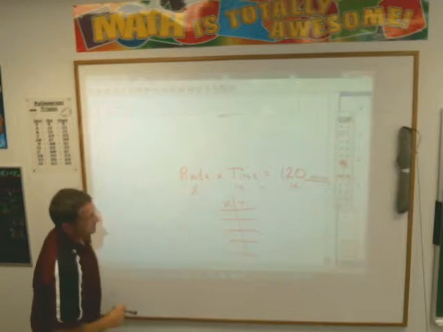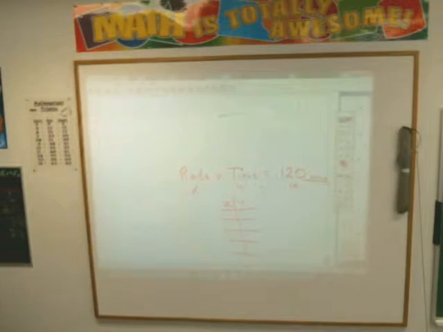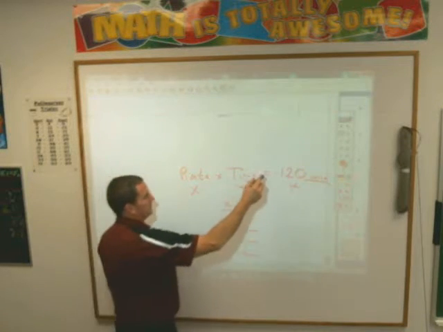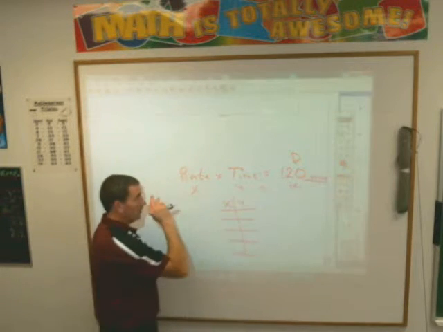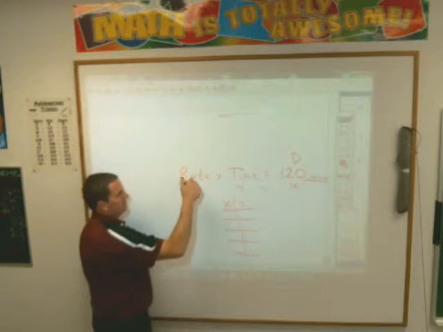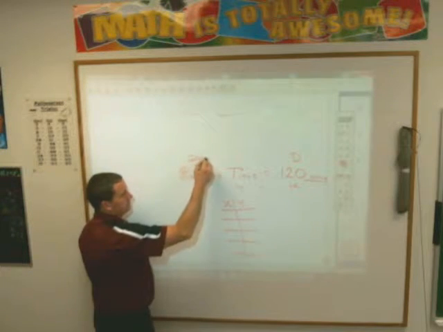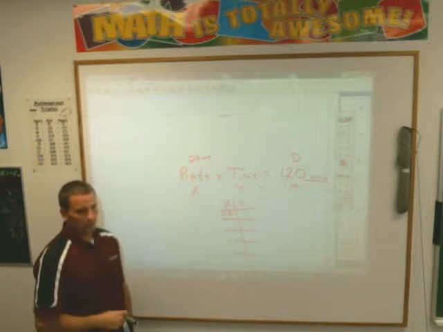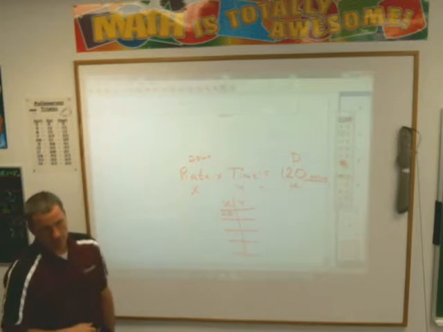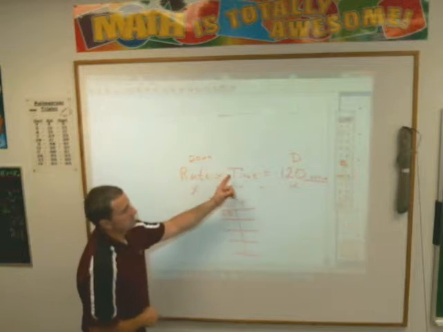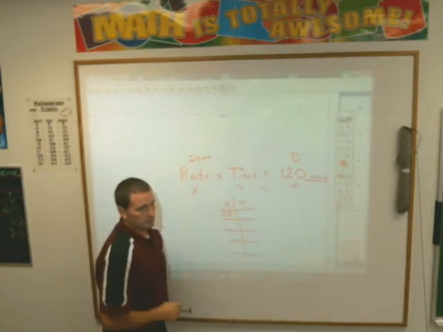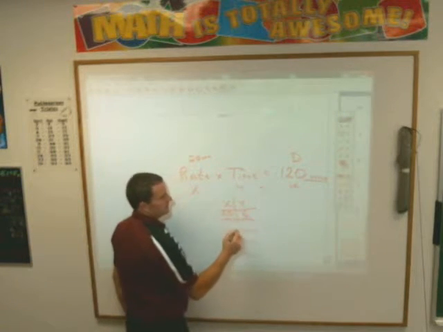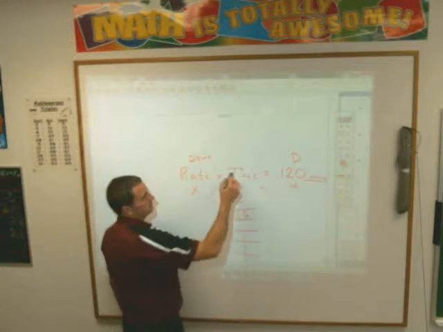No, you're just going 120 miles. This is your distance. Rate times time equals this distance. Well, if you are driving at 20 miles an hour, your x is 20. How much time is it going to take you to go that 120 miles? 20 times what is 120? 6. It's going to take you 6 hours.